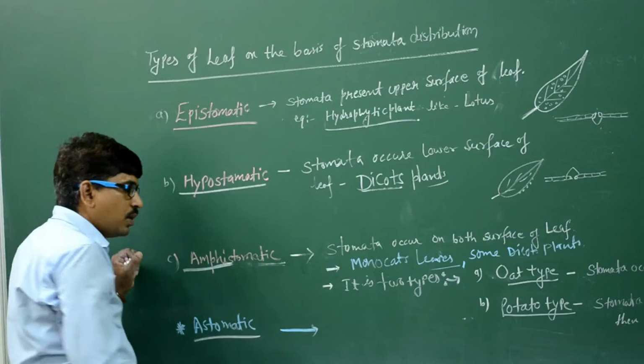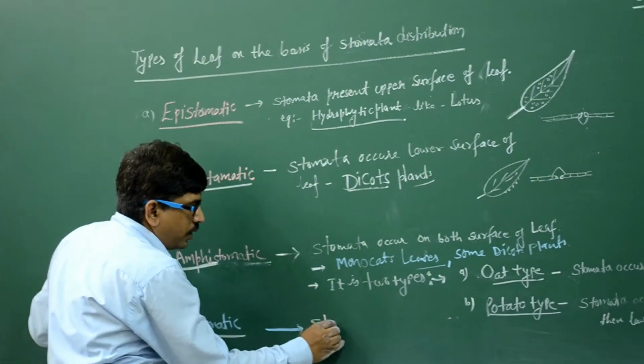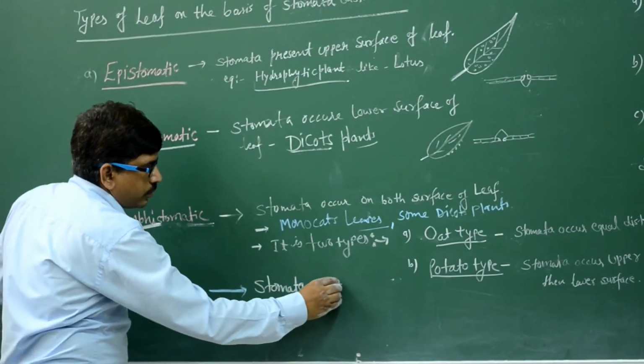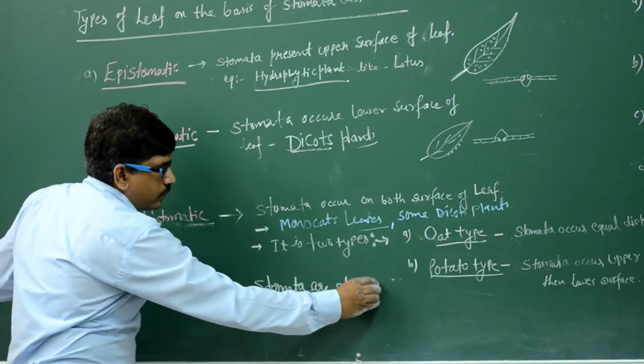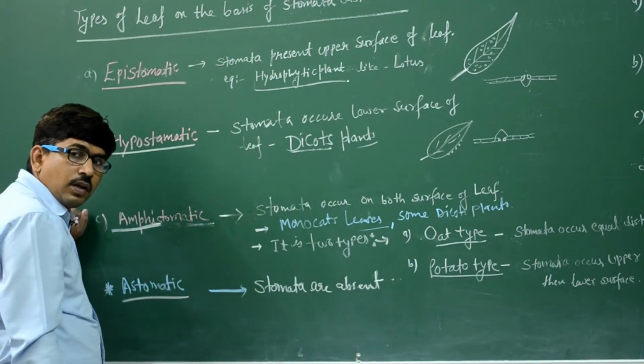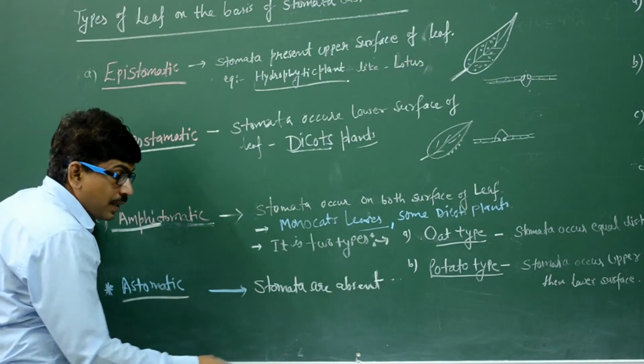Astomatic. It means the stomata are absent. Stomata are absent, stomata is not present. Which type of plant? Example.